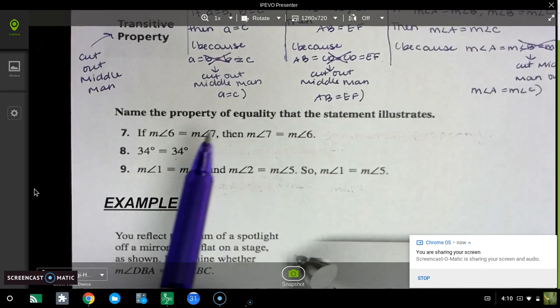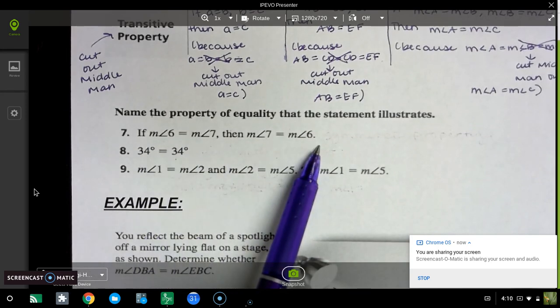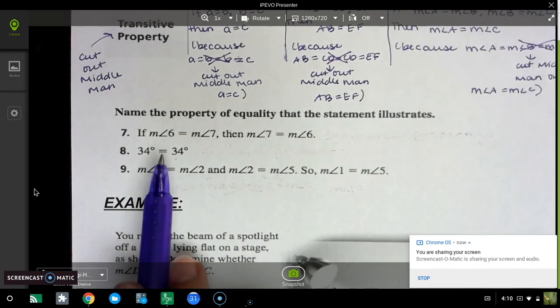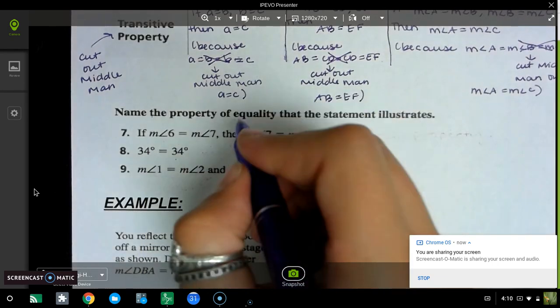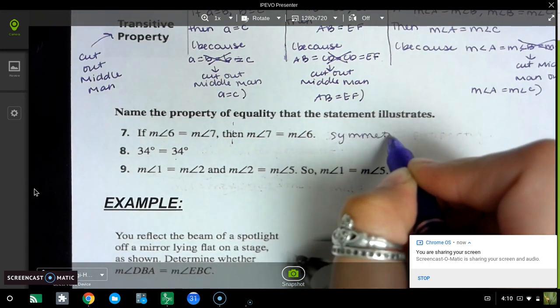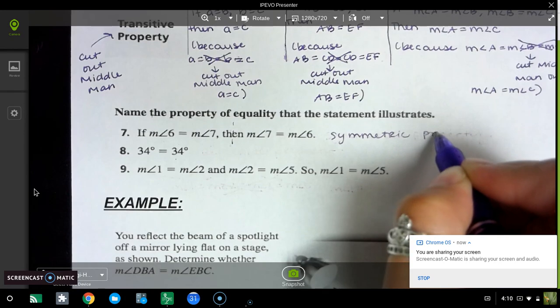Let's name the property of equality that the statement illustrates. So please go ahead and look at these and have a chance to answer them. So we're going to know that this one is symmetric because it folds right over on my symmetric line. So this is symmetric property.